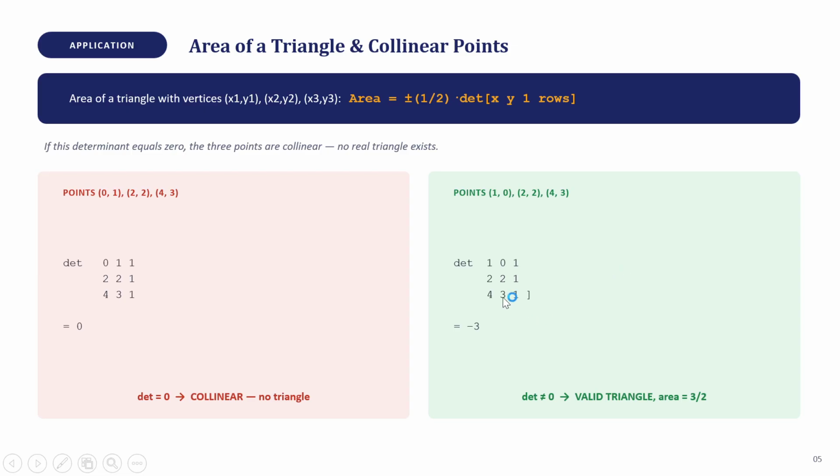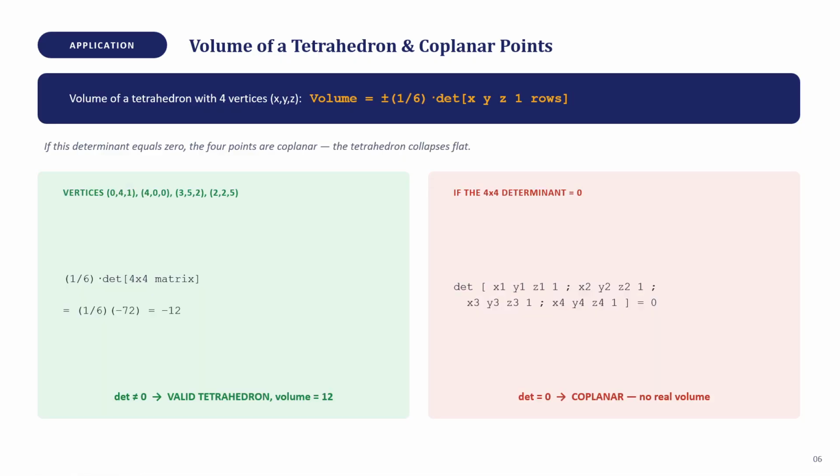Since a is equal to negative 3, it is not equal to 0, no? So the value of the determinant gives us the area of the triangle, 3 over 2 or 1. Okay, let us proceed to the volume of a tetrahedron and coplanar points.